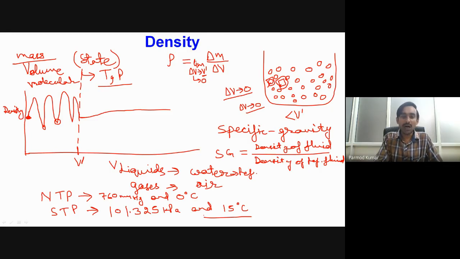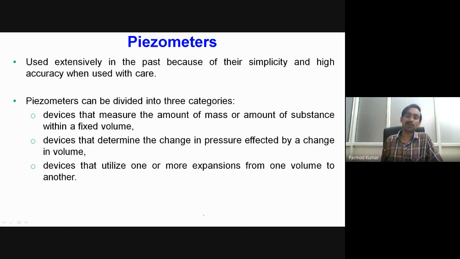So now, after knowing about density, let us try to see the different ways of measuring it. The device used for measuring the density is known as the piezometer. Don't get confused with piezometers, because a piezometer is also used for measuring pressure. As different properties are interrelated, one device may be employed for measuring one or more properties. So the piezometer is used for measuring pressure as well as density.